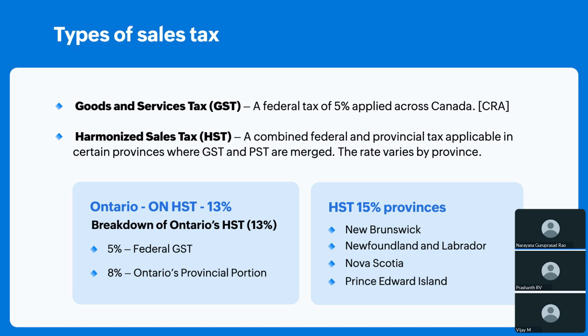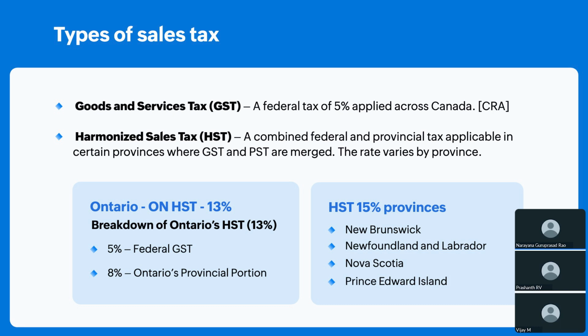GST is a federal component of 5%, which is applied across Canada. This tax is reported to the Canada Revenue Agency. The harmonized sales tax is a combination of federal and provincial tax applicable in certain provinces where the GST and PST are merged, and the rate varies by province. As you can see below, the Ontario region has its own provincial tax, which is ONHST 13%. This tax comprises 5% of the federal component GST and 8% of Ontario's provincial tax.